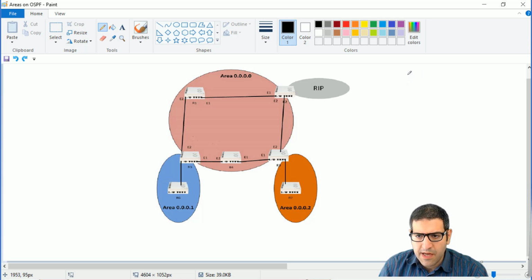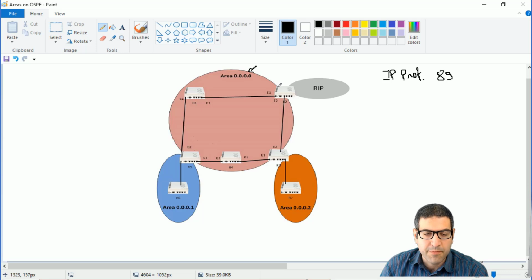OSPF runs on the IP protocol number 89. Okay? And to be able to configure OSPF on our network, first we have to define an area, what we call the backbone area. And here in this case it is area 0.0.0.0. That's the default backbone area on MikroTik routers.